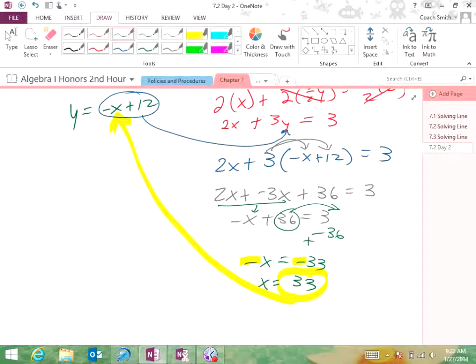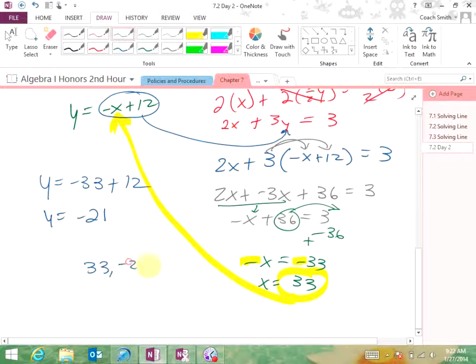Okay, and when I do that, that gives me y is equal to negative 33 plus 12, which means y is equal to what? Negative 21. So 33 and negative 21 is your point, your solution point.